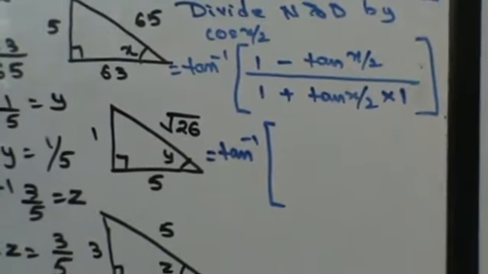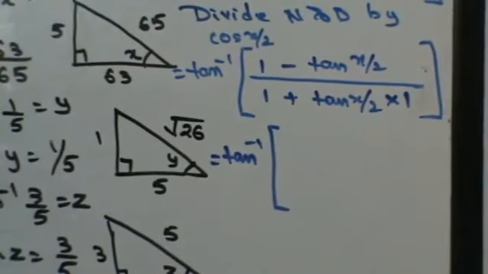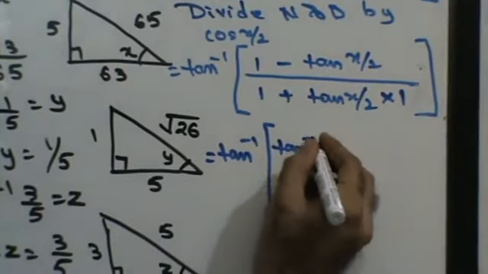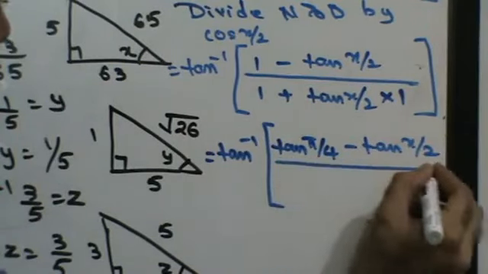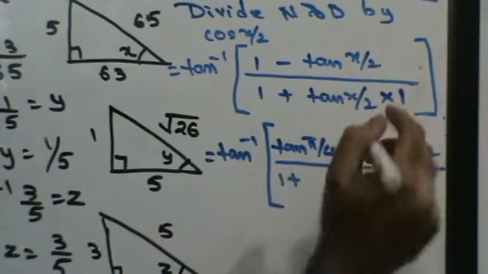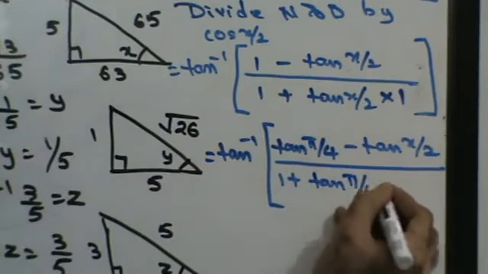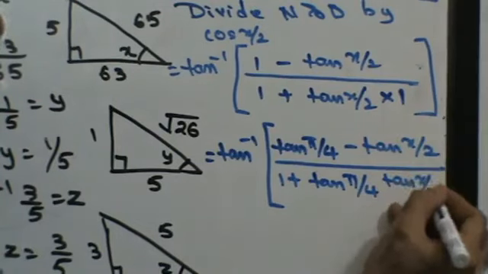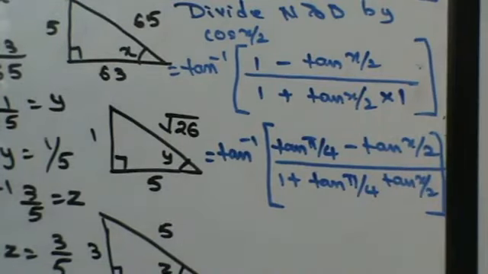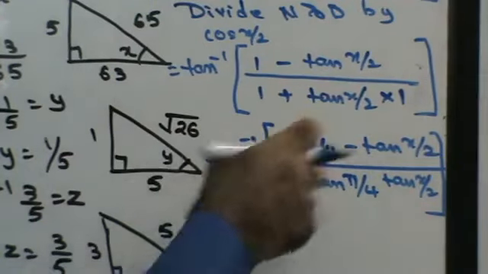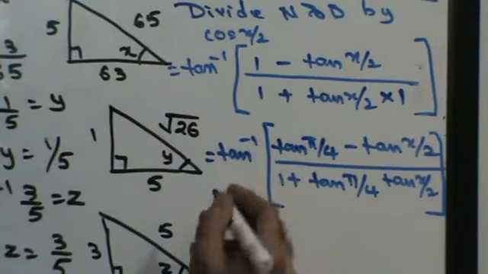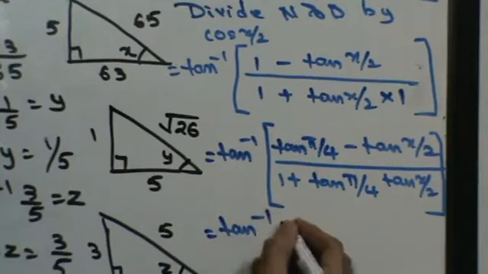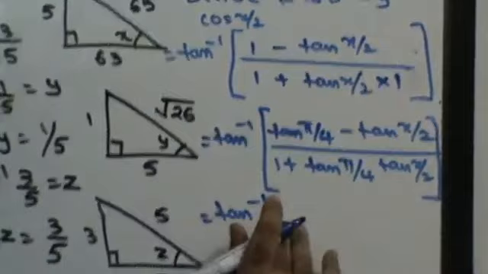1 can be written as tan 45. Tan 45 is 1. So this can be written as tan pi by 4 minus tan x by 2 upon 1 plus, this one I'm substituting as tan pi by 4 into tan x by 2. Right, people? Now this is in the form tan A minus tan B upon 1 plus tan A tan B. This is the addition formula, right? Tan A minus tan B upon 1 plus tan A tan B is nothing but tan A minus B.